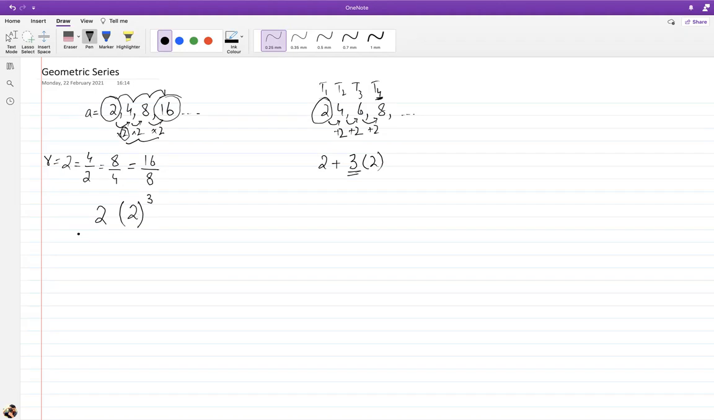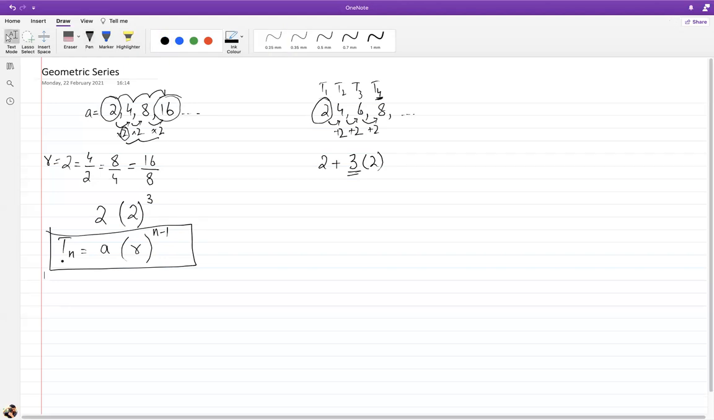Okay, so that gives me the general formula: you start with the starting value, and then you have the ratio, and you multiply it with the ratio n minus 1 times, and that is going to give us the term number n in any geometric series. Geometric series is the one where the next term is found by multiplying or dividing the previous one. All right, so that's geometric series. So that's how we get to that.